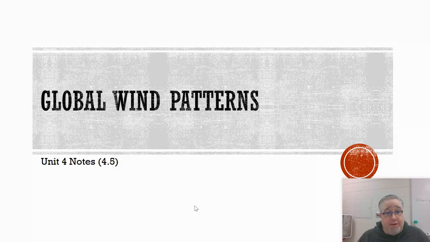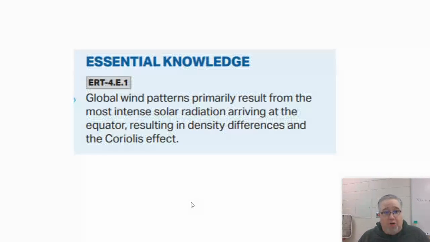So if we're going to understand wind, we have to have a good understanding of air. So we'll talk a lot about air today and some of the qualities and properties of air. But this is kind of the essential knowledge that we have to know for this topic. It says global wind patterns primarily result from the most intense solar radiation, so sunlight actually drives winds, arriving at the equator, resulting in density differences and something called the Coriolis effect, which we'll talk about as well.